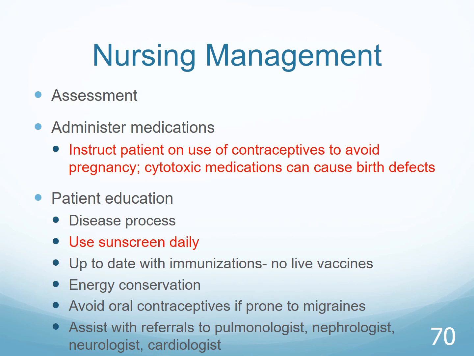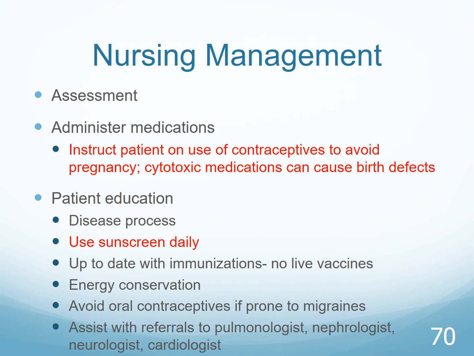So assessment, what are we going to do? We're going to assess, and then we're going to administer medications. Now, these medications are very cytotoxic. And again, look at the population that we are dealing with. We are dealing with a population of 15 or 16 to 55, which are predominantly childbearing years. Not someone who's closer to their 50s, but someone in the teenage years, early 20s, who is going to be thinking about having children. So we need to instruct these patients on the use of contraceptives to avoid pregnancy, especially while they're taking these medications, because these medications will cause birth defects. So we need to talk to them about contraceptives.